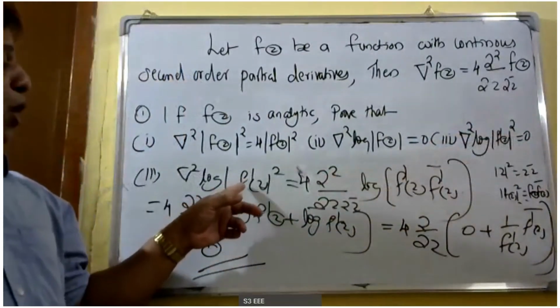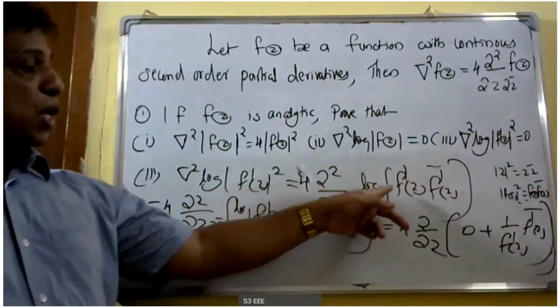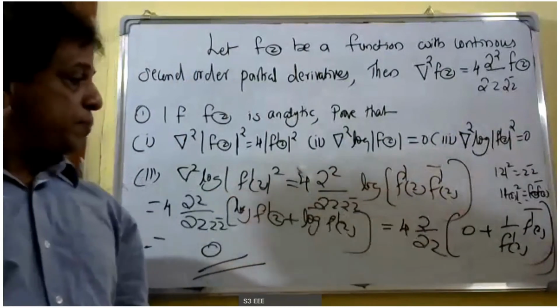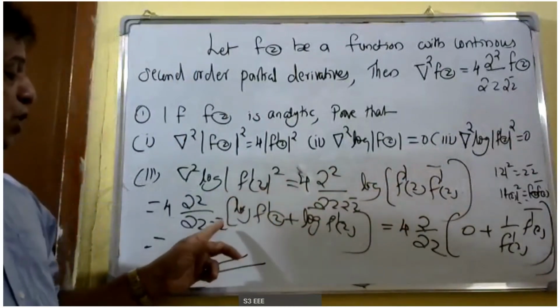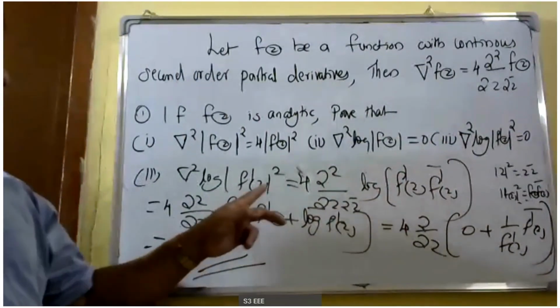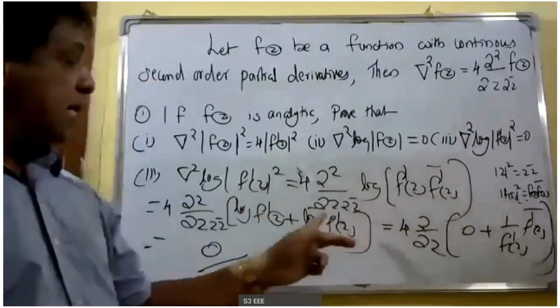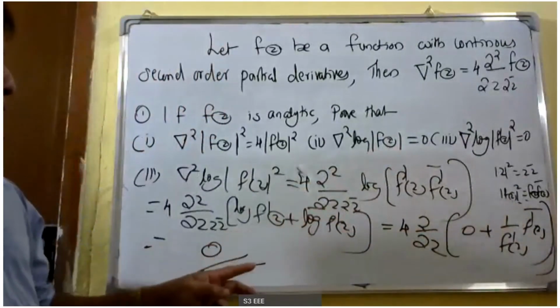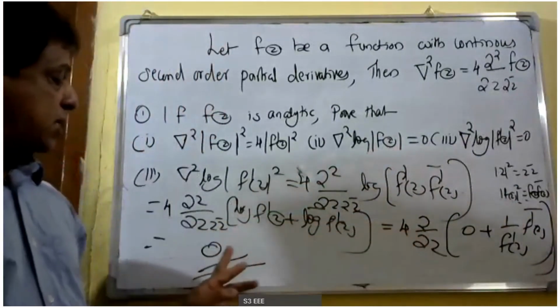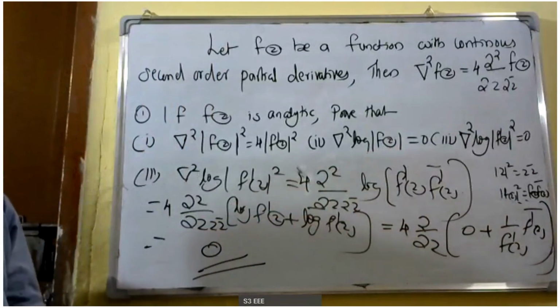For that, mod f dash z whole square is equal to log of f dash z into f dash z bar. That is log AB. Log AB equal to log A plus log B. First we differentiate with respect to z bar. The first result will be 0. The second result will be 1 by f dash z bar into f dash z bar. Then we again differentiate with respect to z. The answer will be 0. This is the third result.